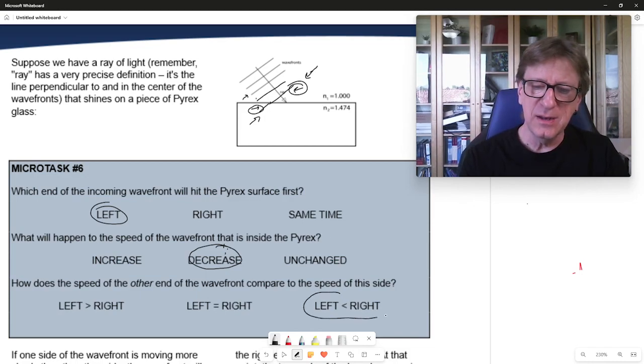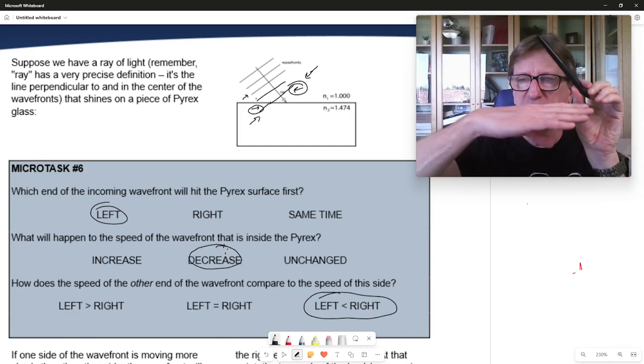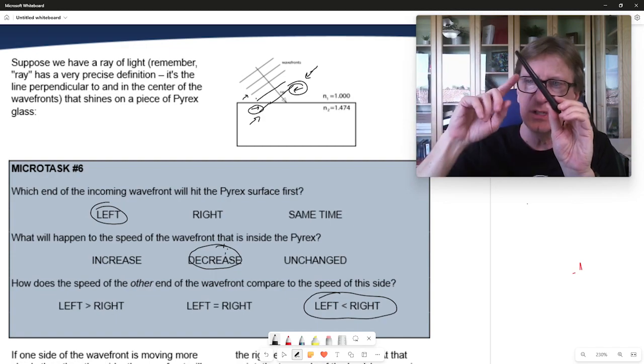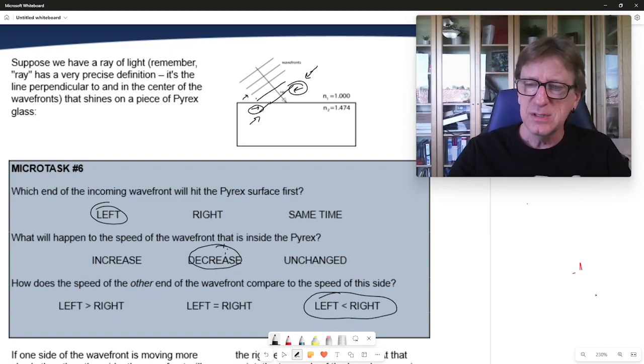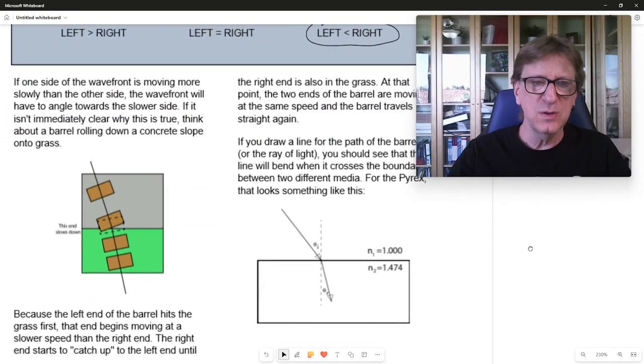Well, the left side is moving more slowly than the right side. Let's see if we can imagine that. The wave is coming in, it comes into the Pyrex. This part down on the bottom here is now moving more slowly than this part on the top. So what effect does that have on us? I've always thought that this is a good way to envision it.